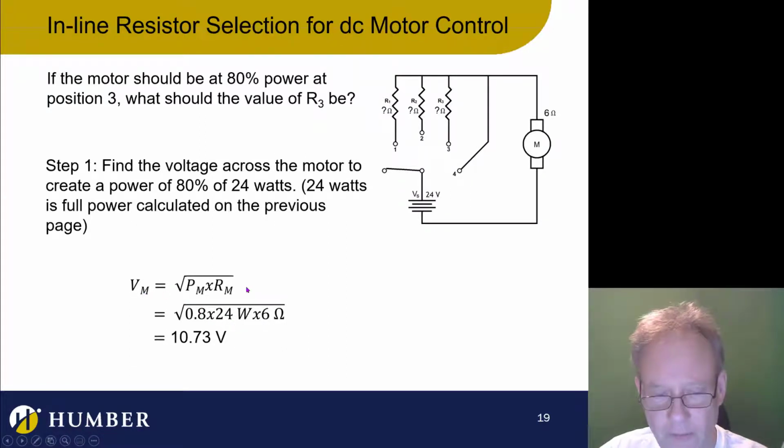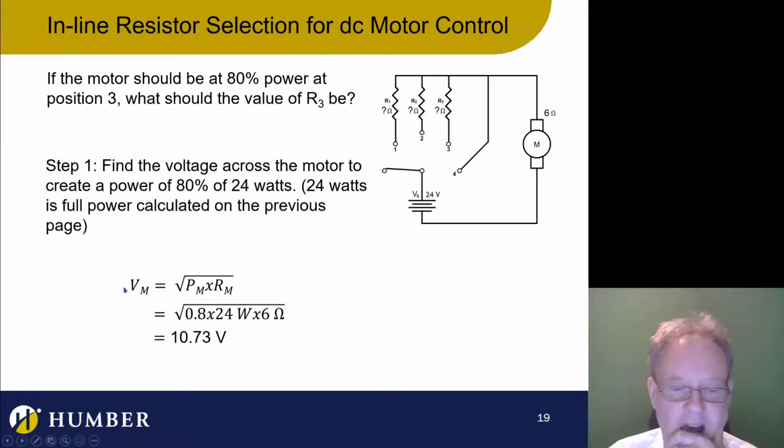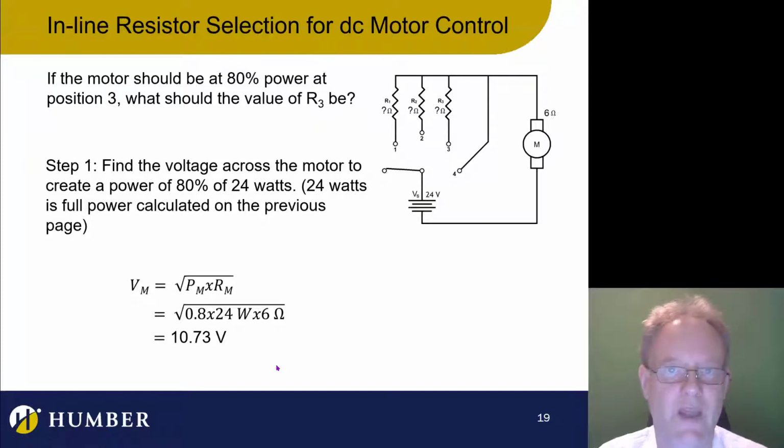So I'm going to write my formula down. I'm rearranging, and I've got all my subscripts in. That's the power formula, and I'm solving it for voltage. Now, if I applied 10.73 volts to that motor, then it would be running at 80% power. Okay, so I know that.